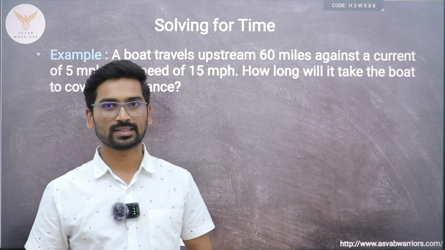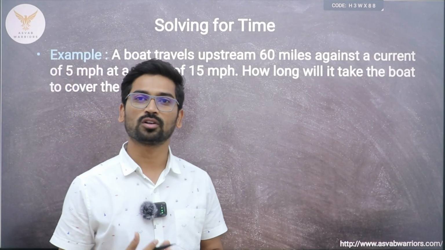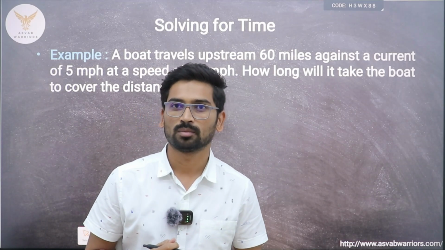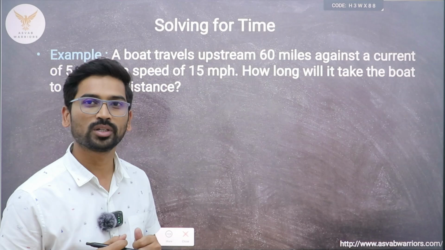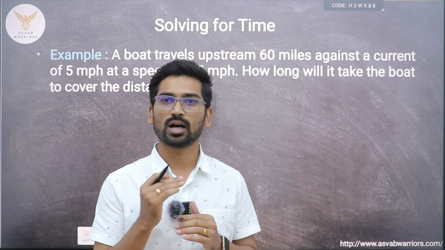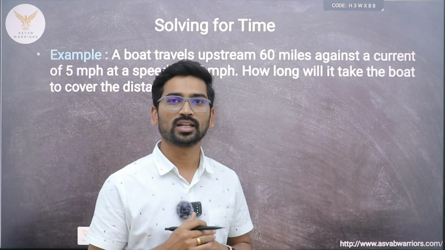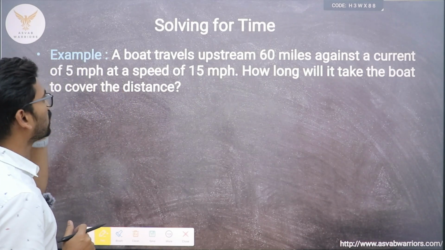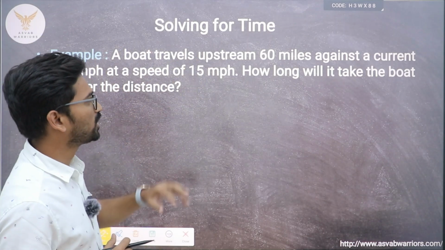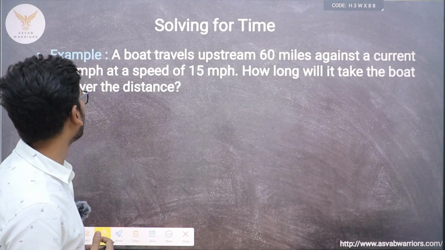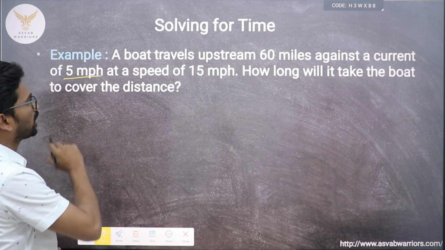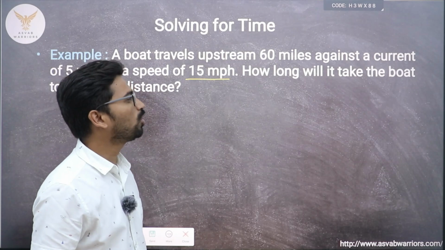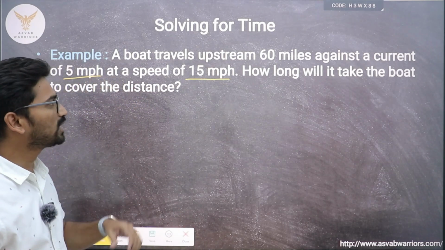Now here is another example where we will be solving for time, but it is a little bit tricky question. At first it might appear to be tricky, but when you approach step by step, it appears to be an easy question. Let us see how to solve this question. A boat travels upstream 60 miles against a current of 5 miles per hour at a speed of 15 miles per hour. How long will it take the boat to cover the distance?